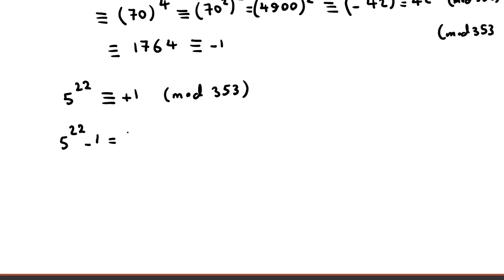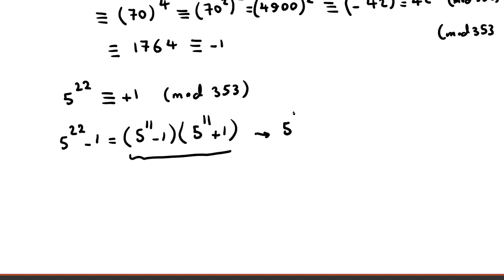So let's calculate this. It will be 5 to the power of 11 minus 1 times 5 to the power of 11 plus 1. Because 353 is a prime number, when this number is a multiple of p, and p is prime here, p divides this or p divides this. So we conclude 5 to the power of 11, if this one is a multiple of 353, is congruent to plus 1. If this one, negative 1. Mod 353.